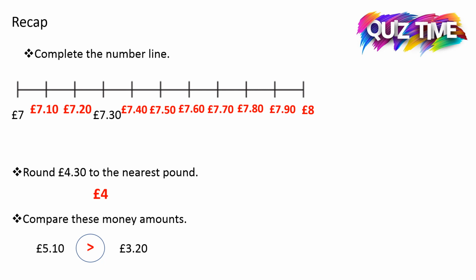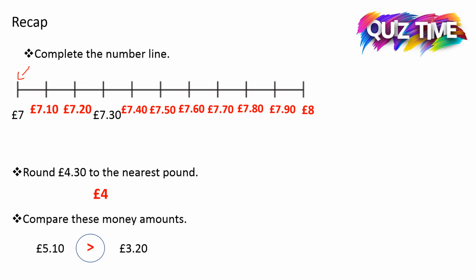And then you have to think, now what are these going up in? So these intervals, remember these lines are called intervals, they're going up in 10p. So we have £7, £7.10, £7.20, £7.30, £7.40, £7.50, £7.60, £7.70, £7.80, £7.90, and £8.